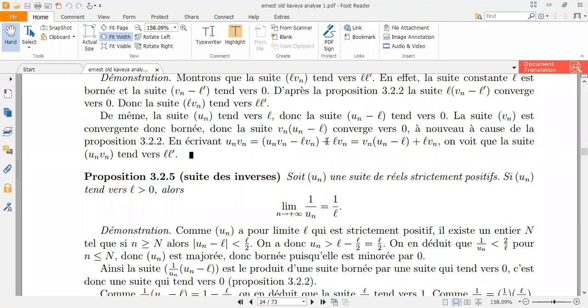Then in this case here, what do we do? We multiply Vn and Un, and the Un we wrote as Un minus L, which is going to be here. And here we know that this is going to be heading towards zero. That we already know. That has made this whole thing converge towards zero.